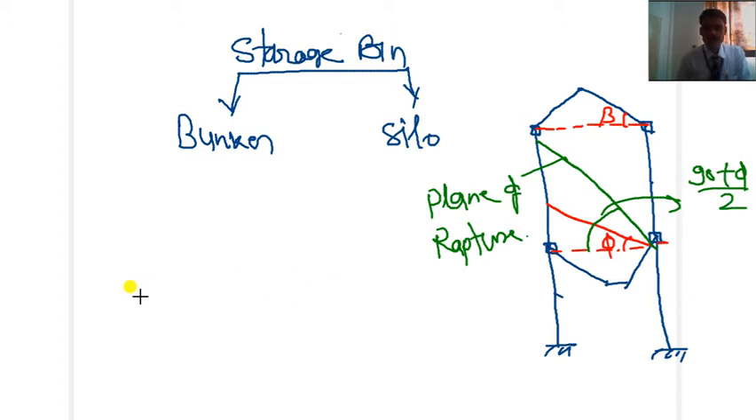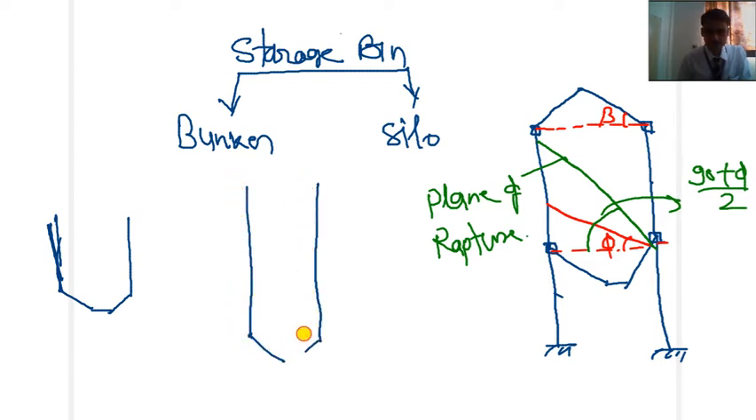If we differentiate them with regard to their plane of rupture, as the bunker is a shallow structure and the silo is a deep storage bin, if we draw a plane of rupture for both structures, and the plane of rupture intersects the horizontal surface of the filled material, at an angle of 90 plus phi divided by 2, then that particular type of structure is called a bunker.